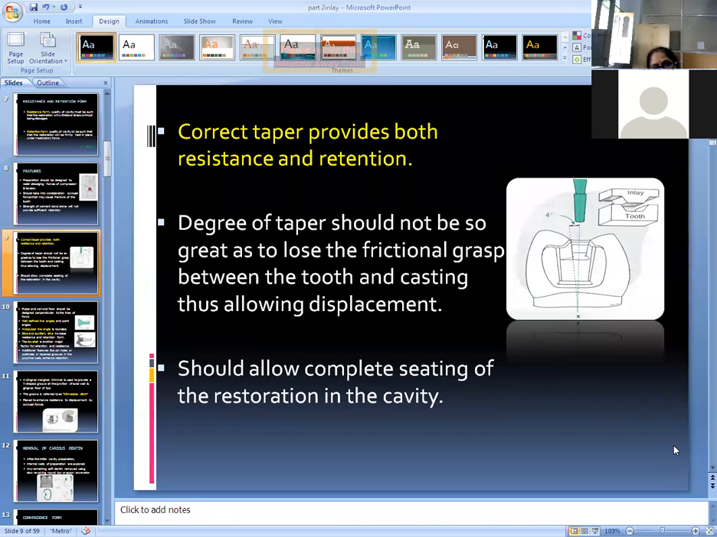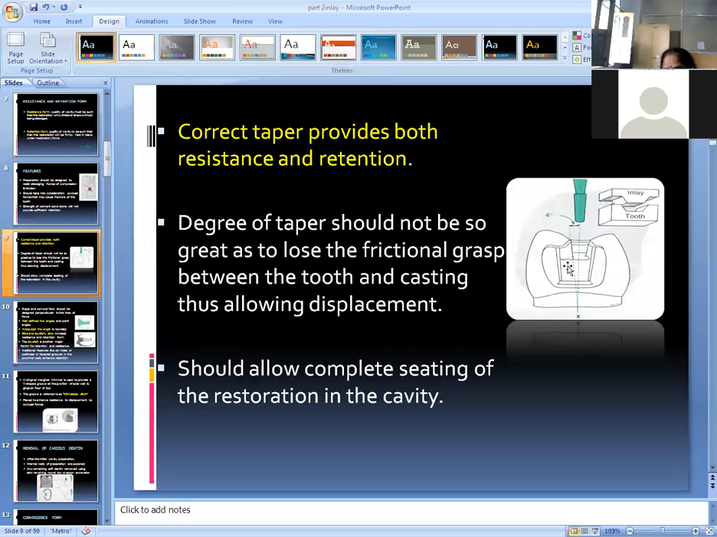So the main feature which we are giving in the inlays is a taper. Because if you see, this is the tooth. Whatever cavity you prepare, the inlay you fabricate should fix in that area. Whatever cavity you are preparing, the principle is the same: your inlay should be able to go and fix exactly in that area.